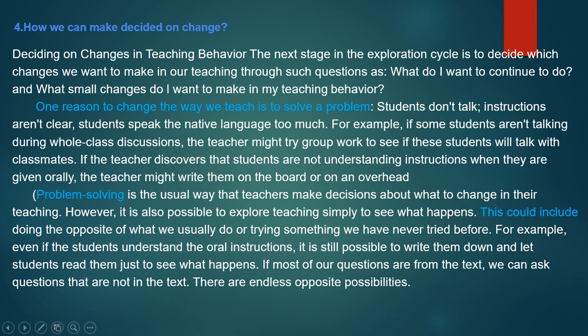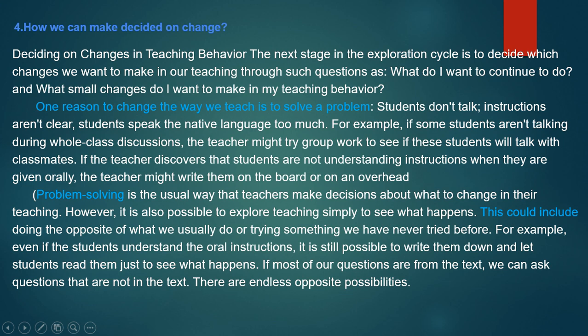For example, if some students aren't talking in the whole class discussion, the teacher may try group work to see if these students will talk with their classmates. If the teacher discovers that the students are not understanding the instructions when they are given orally, the teacher may write them on the board or on an overhead. So what is problem solving? It's the usual way that teachers make decisions about what to change in their teaching.